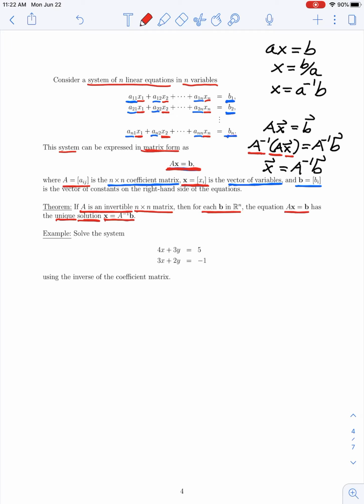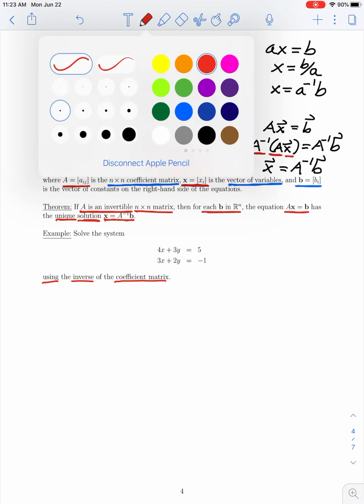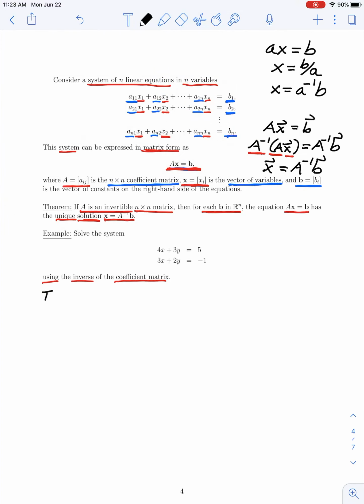So using that information, let's look at an example of solving a system of linear equations by using an inverse matrix. So in this next example, we have a system of two equations in two variables, x and y, and we're told to solve this using the inverse of the coefficient matrix. So let's first write this system in matrix form. So here I'll say in matrix form, our system can be written as follows.